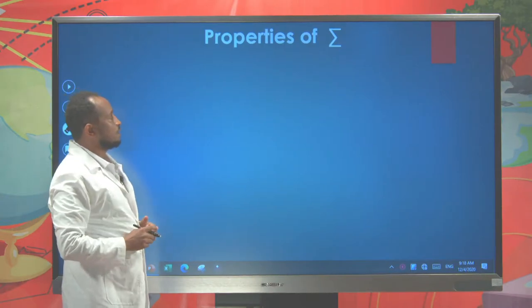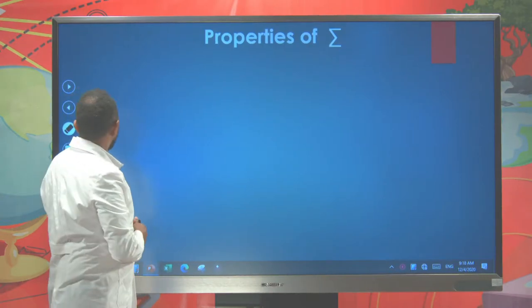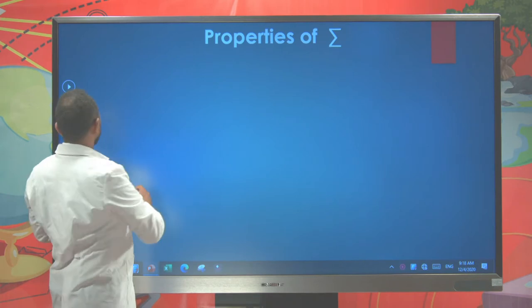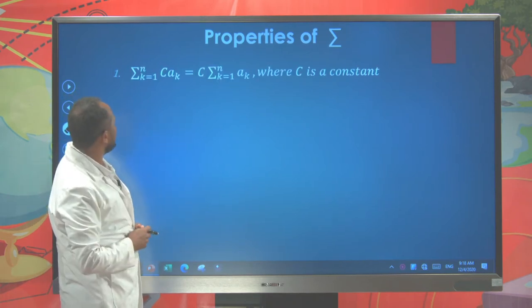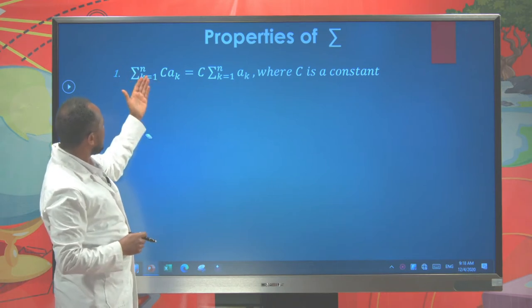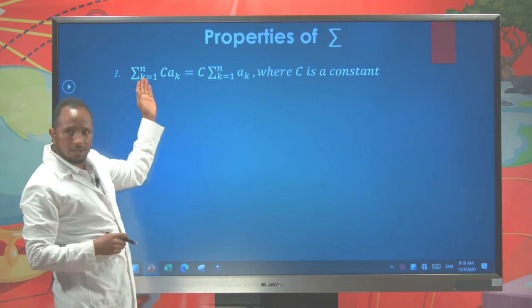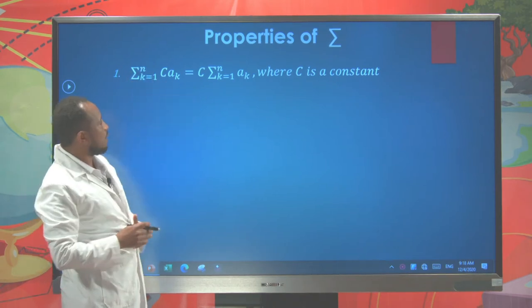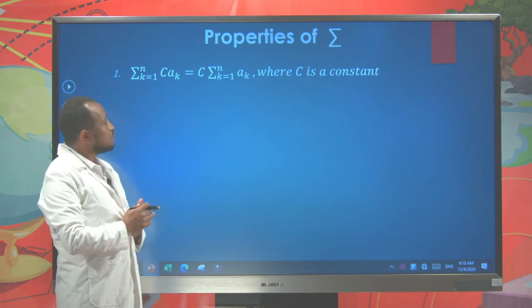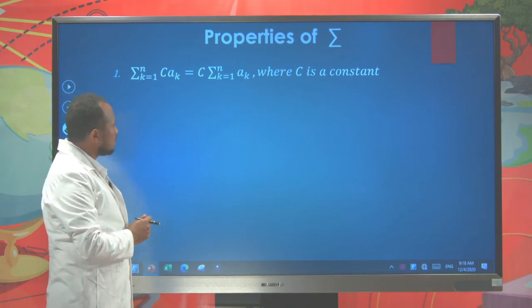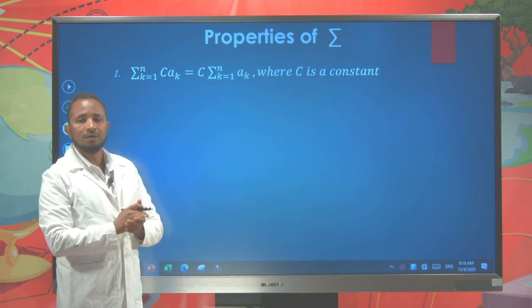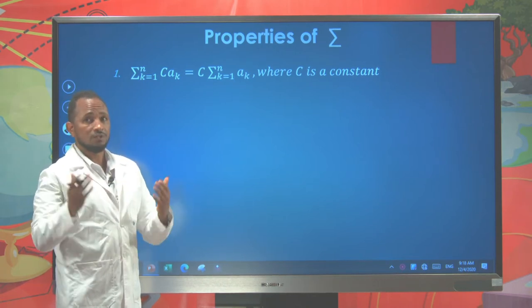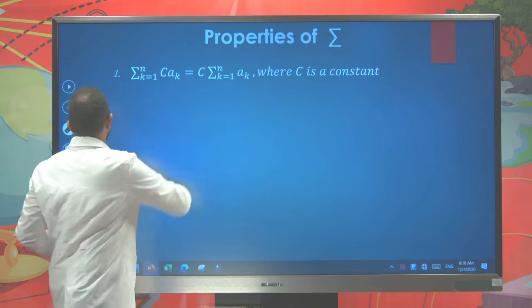Now let's see the properties of sigma notation. The first property is that the summation of c times a_k, k starts from 1 up to n, is given by c times the summation of a_k, k starts from 1 up to n, where c is a constant. Now let's try to prove this property.